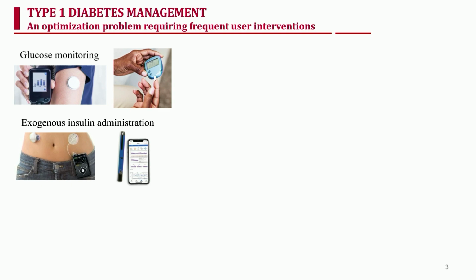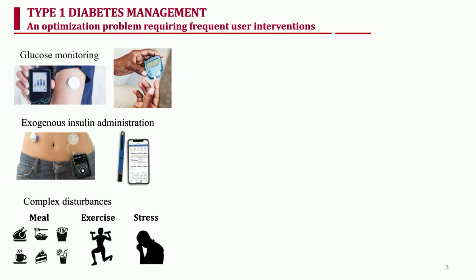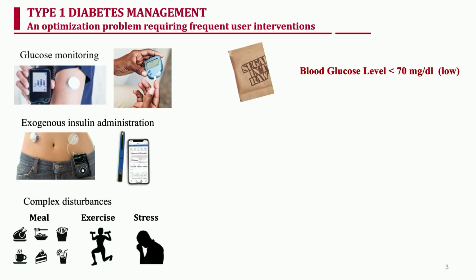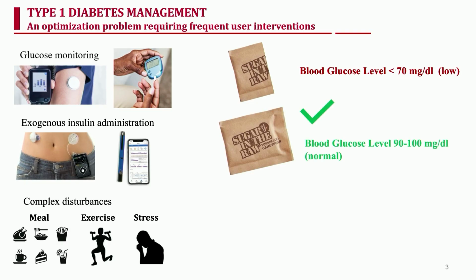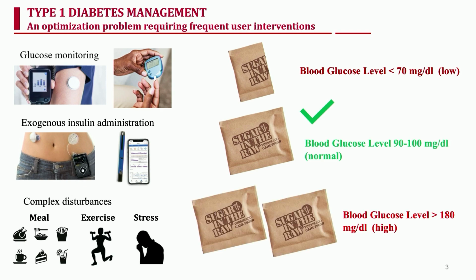And why do they do that? Because they want to counteract, they want to reject what we call disturbances, so glucose fluctuations due to meals, exercise, and stress. What is the objective of the therapy? It is how much sugar you want to have in the blood. If we have half a packet of sugar, this is considered hypoglycemia, so this is no good, too little glucose. One packet of sugar, between 90 and 100 milligrams per deciliter, is okay, it's our target. And two packets of sugar is hyperglycemia, so too much.